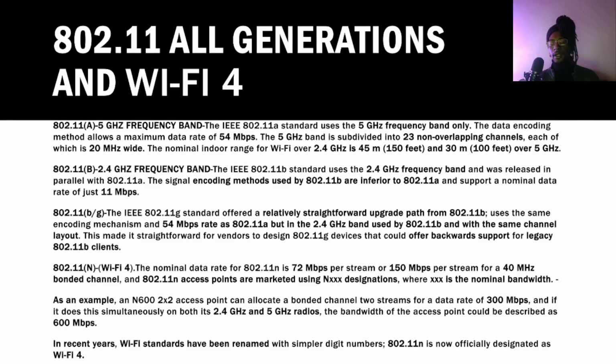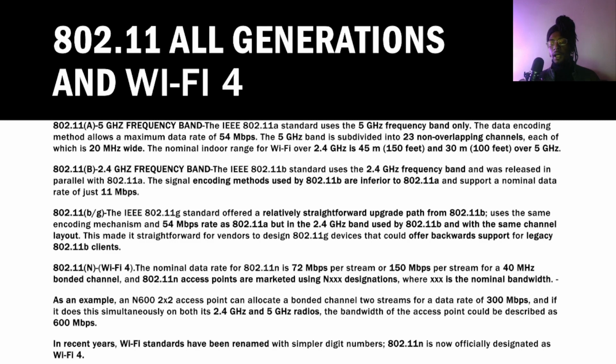802.11b, 2.4 GHz frequency band. The IEEE 802.11b standard uses the 2.4 GHz frequency band and was released in parallel with 802.11a. The signal encoding methods used by 802.11b are inferior to 802.11a and support a nominal data rate of just 11 megabits per second.